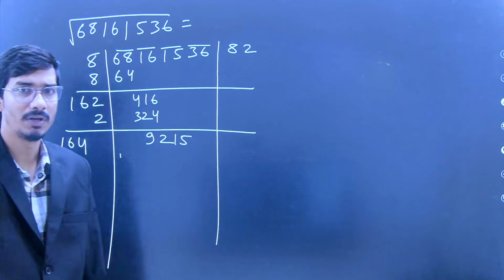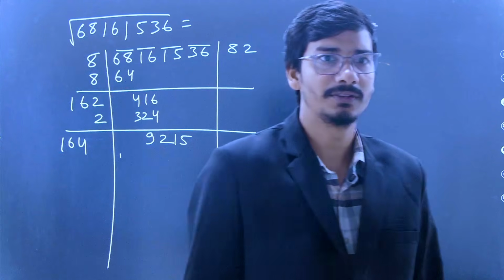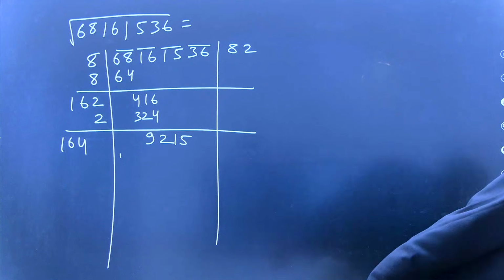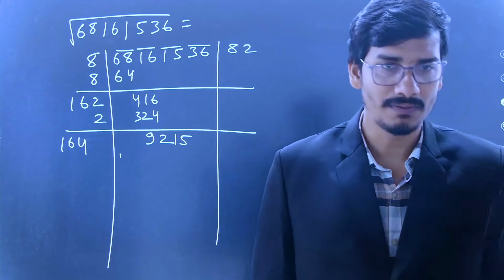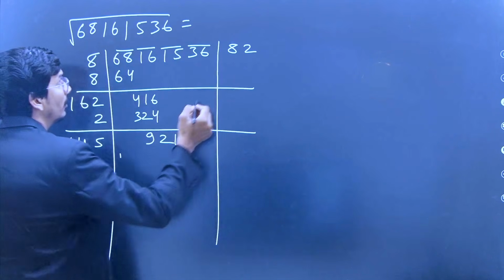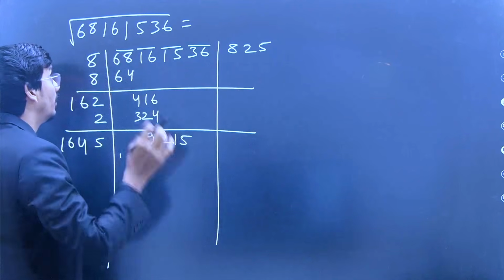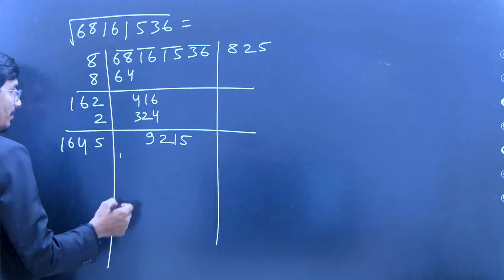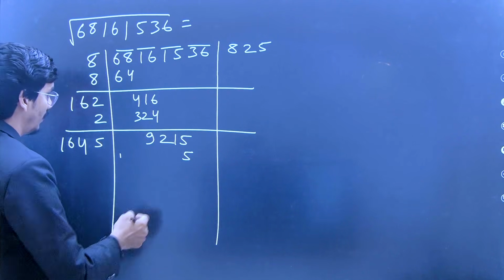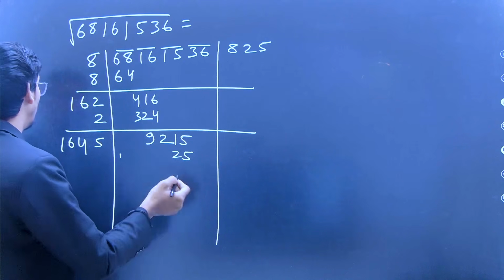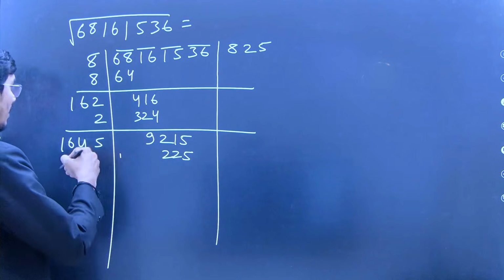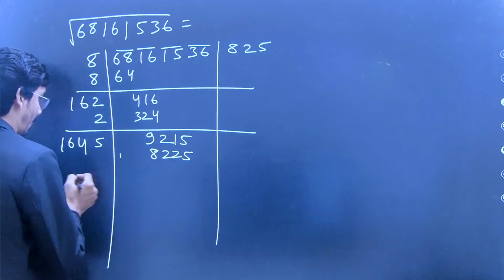Now by what number will we multiply? Tell me, by what number? 5, correct. So 5 into 5, 25, carry 2, 5 4s are 20, plus 2, 22, carry 2, 5 6s are 30, plus 2, 32, carry 3, 5 1s are 5, plus 3, 8.